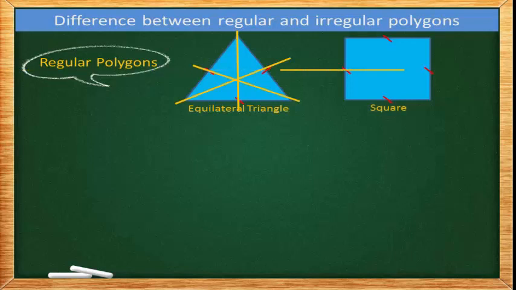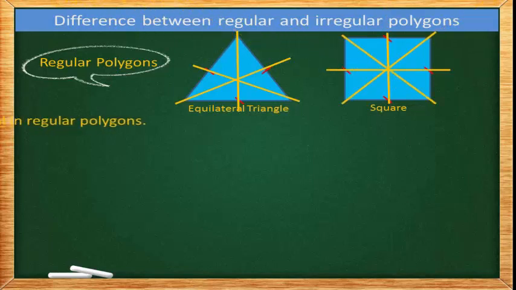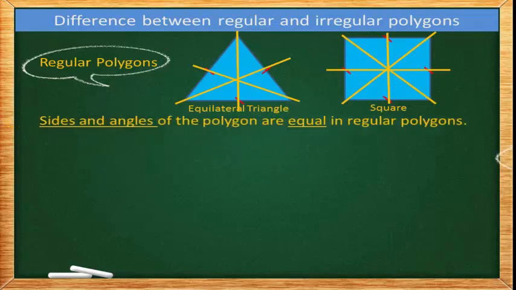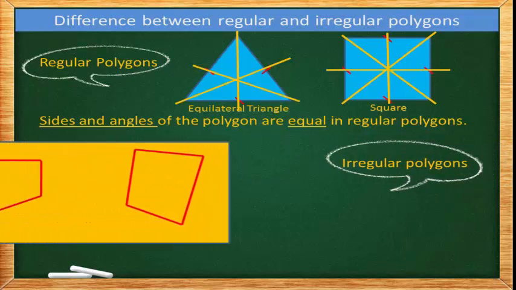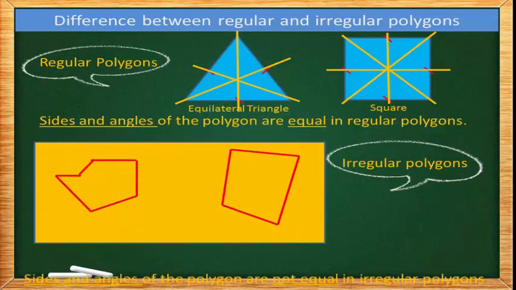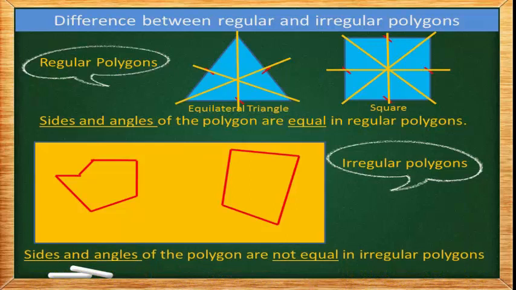polygons. And children, do you know how many lines of symmetry there are for regular polygons? They'll be equal to the number of sides. The number of lines of symmetry will be equal to the number of sides in regular polygons. So in an equilateral triangle, we have three sides which are equal, so we have three lines of symmetry. In a square, which is a quadrilateral and all four sides are equal, we have four lines of symmetry.